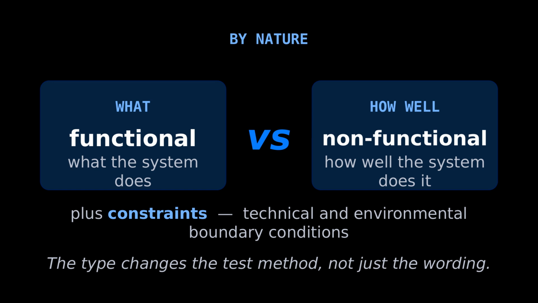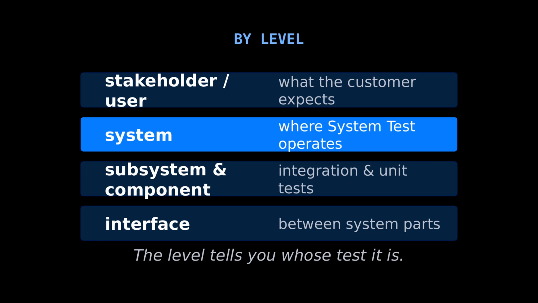To test these, often you need specific test infrastructure and test methods, like load generators, climate chambers, or stress test capabilities. And there are constraints, like boundary conditions, that are crucial for testing. The key point here is that the requirement type changes the test method and in general the way of testing.